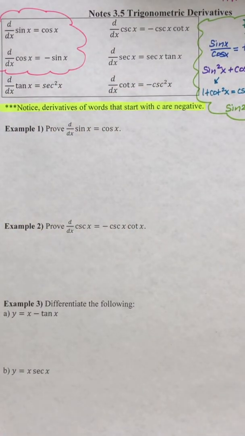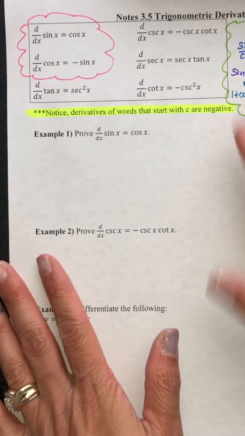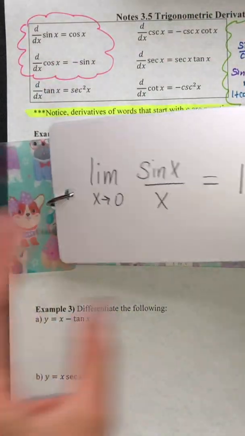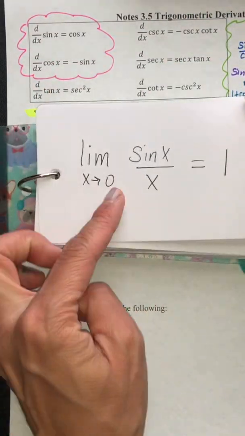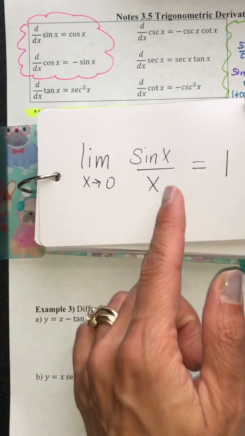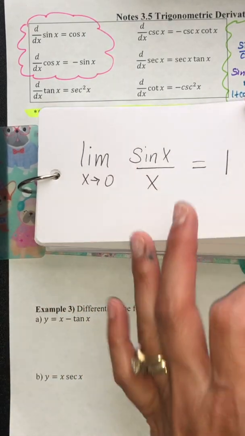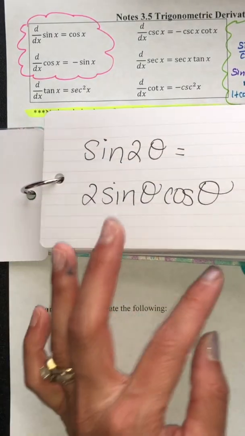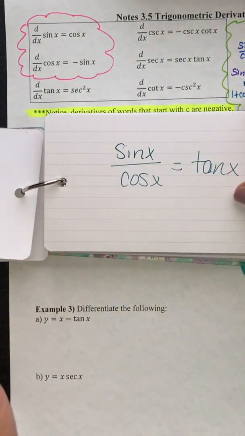What I recommend, especially as we're practicing using these, is that you don't want to have to refer back to this all the time or dig it out. So I have my nifty little index card. I've written down the limit as x approaches 0 of sine x over x. This is one of the first things that we needed to remember when we were learning limits, a couple months ago. Here's a double angle identity. I always forget this one, so I wrote it down.